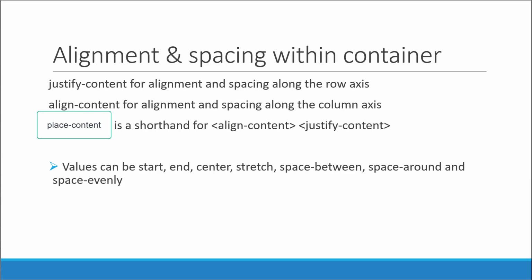So for alignment and spacing within the container, you have justify content for alignment along the row axis, align content for alignment along the column axis, and place content, which is a shorthand for both. The possible values are start, end, center, and stretch, with start being the default value. You also have space between, space around, and space evenly for adding spacing between the rows and columns.